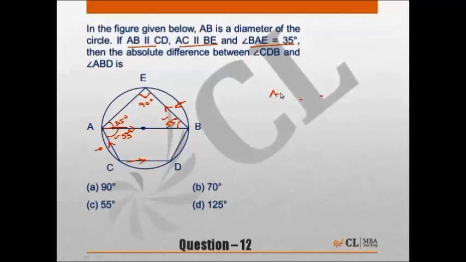Also, ABCD is a cyclic quadrilateral. Since it is a cyclic quadrilateral, the sum of opposite angles should be 180 degrees, or in other words, this angle should be 180 minus 55, so that makes it 125 degrees. Okay.